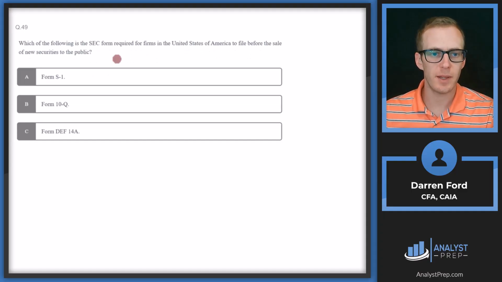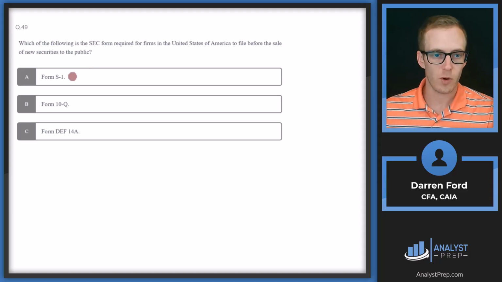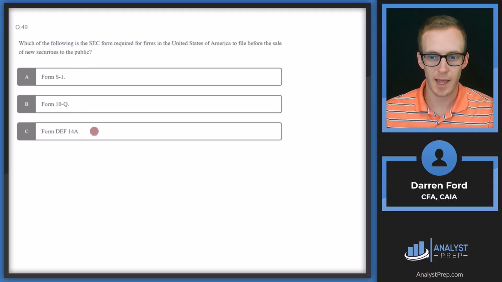Answer C. Which of the following is the SEC form required for firms in the United States to file before the sale of new securities to the public? Is it Form S1, Form 10Q, or Form Def 14A?